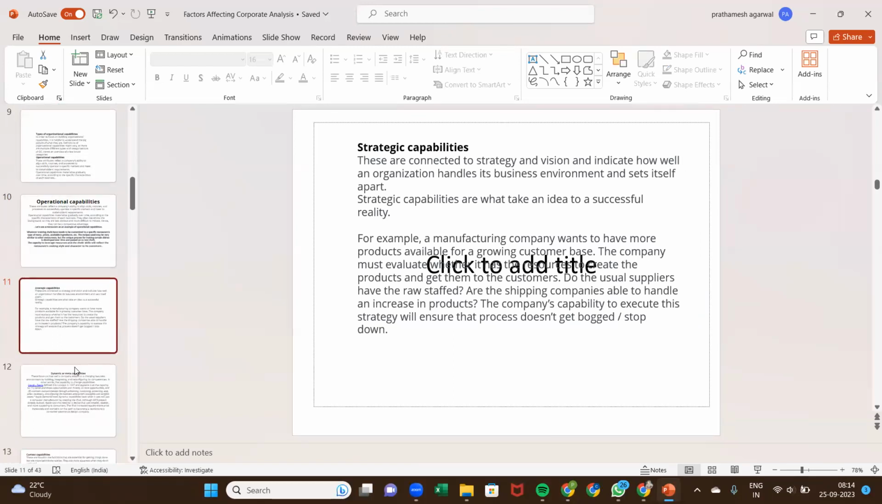Then under strategic capabilities, all right, they are connected to strategy and vision.